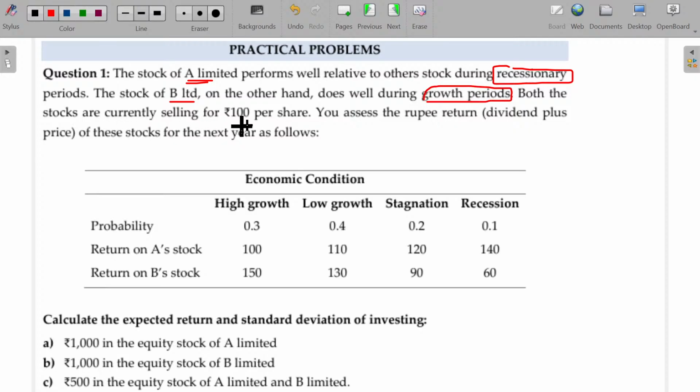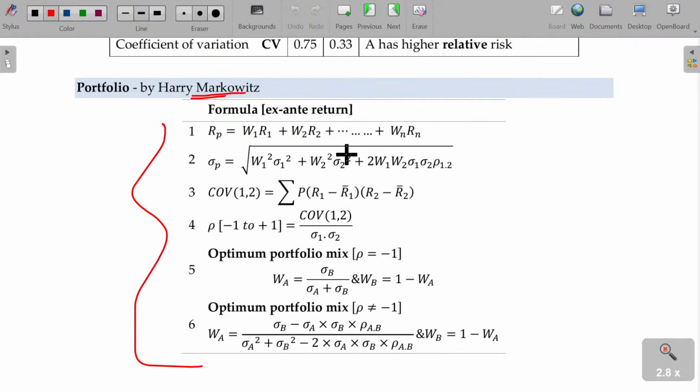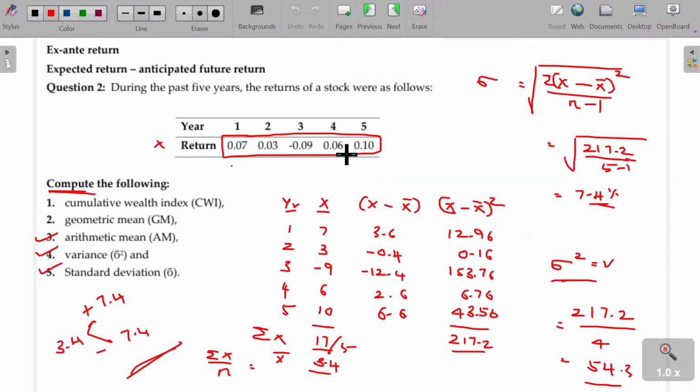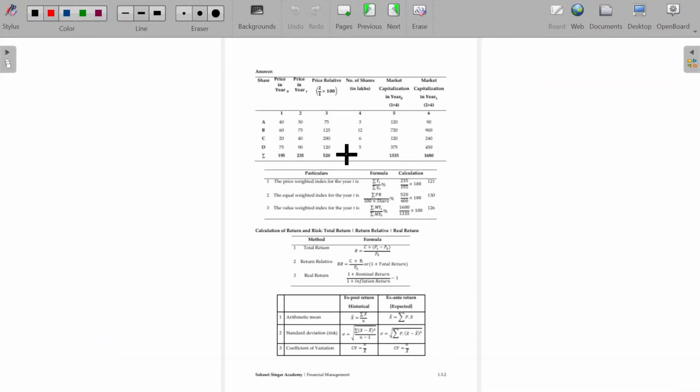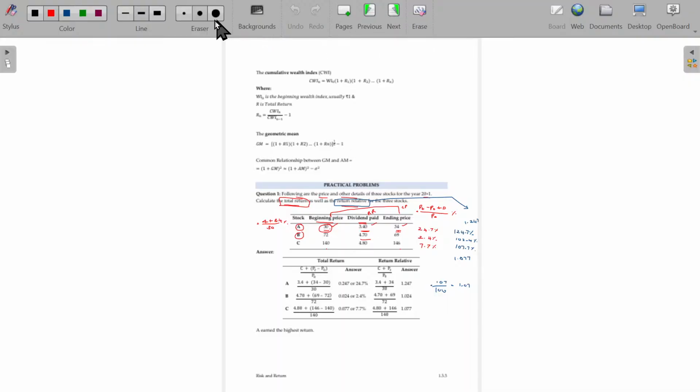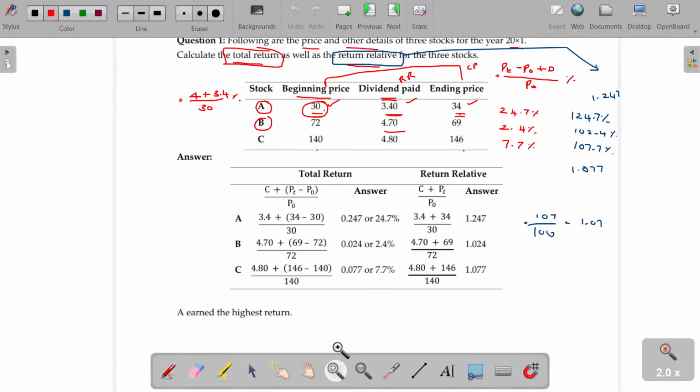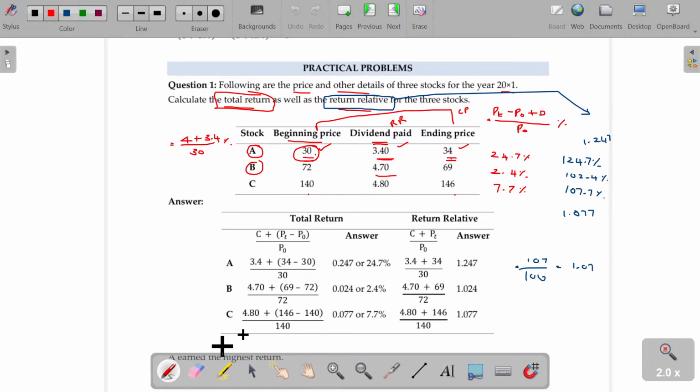Both the stocks are currently selling for 100 rupees per share. You assess the rupee return. Rupee return is nothing but, if you invest 100 rupees, you will be getting 105 rupees or 110 rupees. That is called rupee return. Clear? So we have already studied what? Total return and return relative. This return relative is otherwise named rupee return.